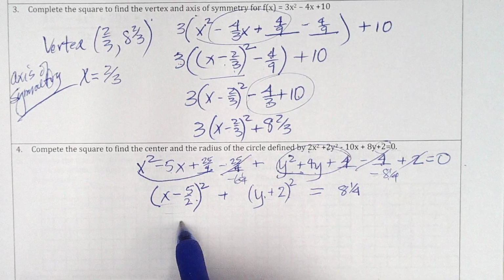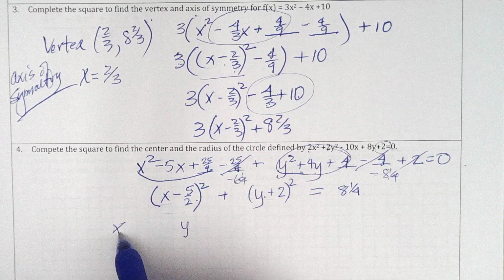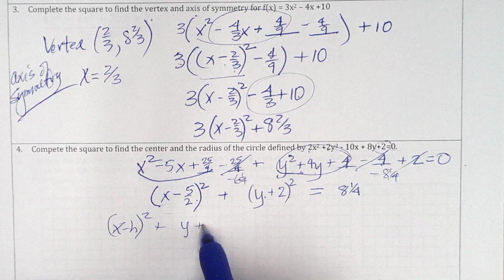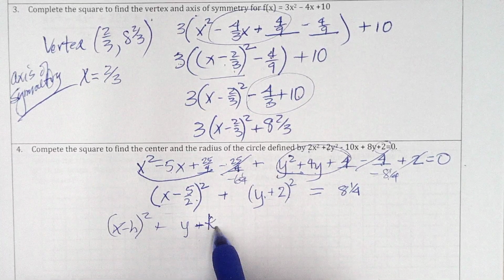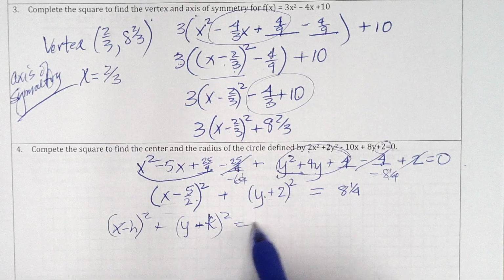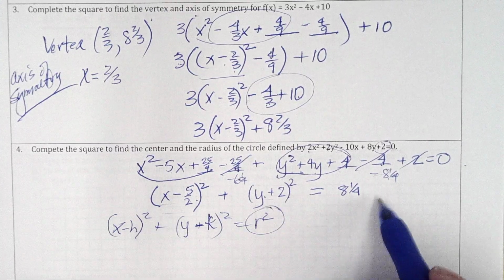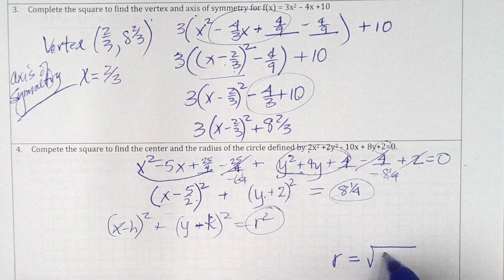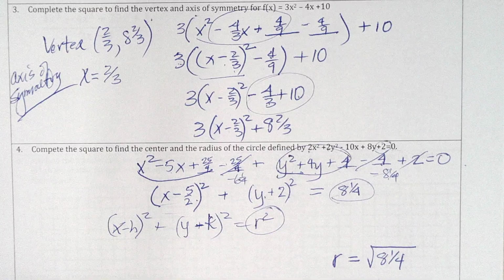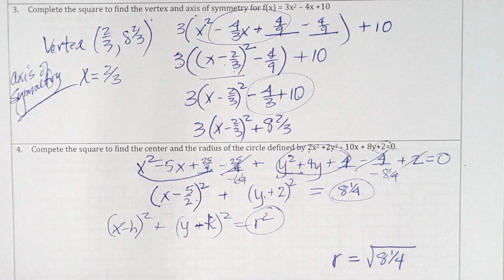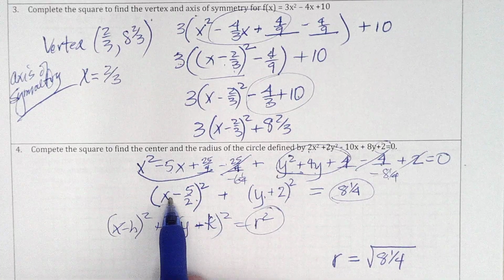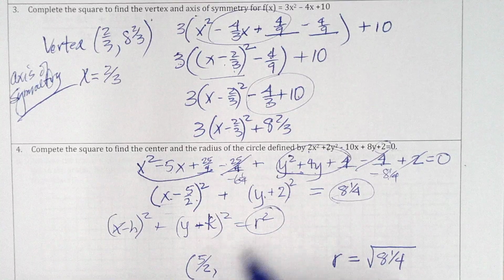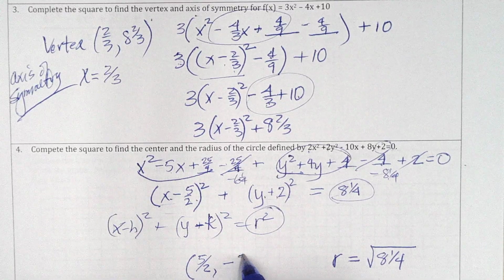And now we're in the form of the general circle, x minus however far it's moved sideways in the x, plus y minus how far it's moved in the y direction, equals r squared. So the radius squared is this, so the radius is the square root of 8 1/4, 8.25, and that's good enough to leave it like that. And the center of the circle was moved plus 2 1/2, 5 halves, and minus 2 in the y.